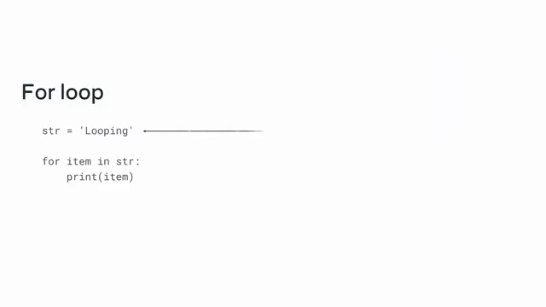Let's start with a basic example of looping using a string. First, you declare a variable called str, which is of type string. Recall that a string in Python is a sequence, which means you can iterate over each character in the string. A sequence is just an ordered set.